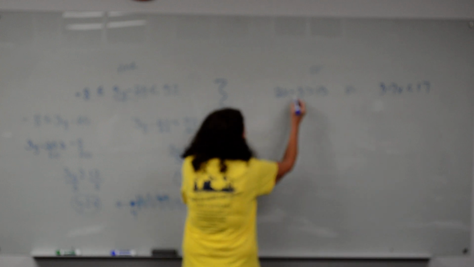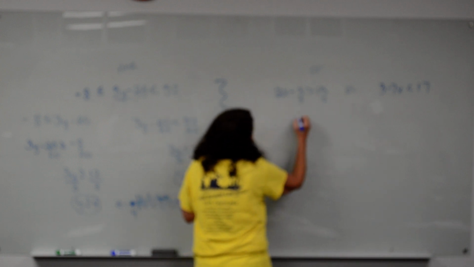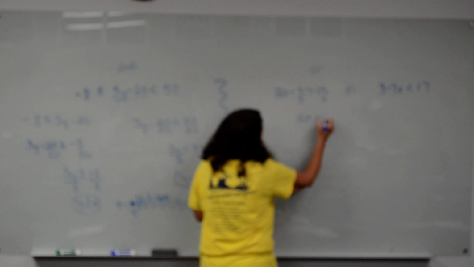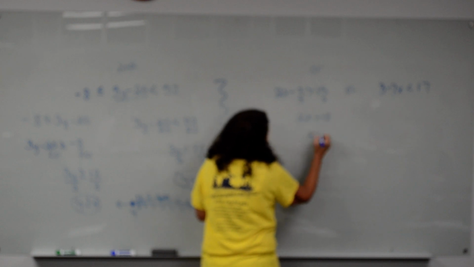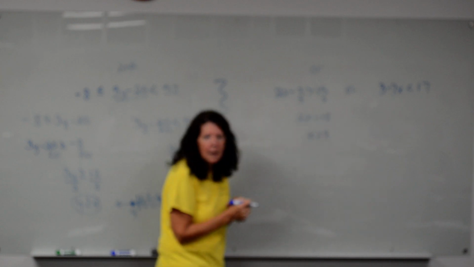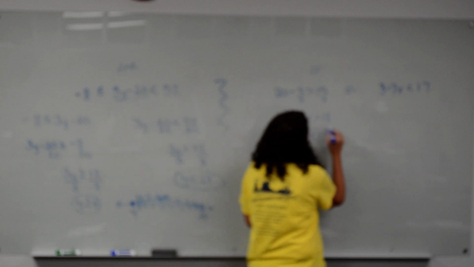So if we were going to do these, we're going to quickly solve it. I'm going to add 3 to both sides, so I have 2x is greater than 18, x is greater than 9, right? Everybody with me? No problems here? Okay, so that's one thing that I'm going to graph.